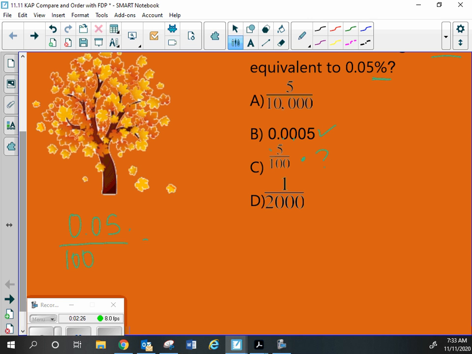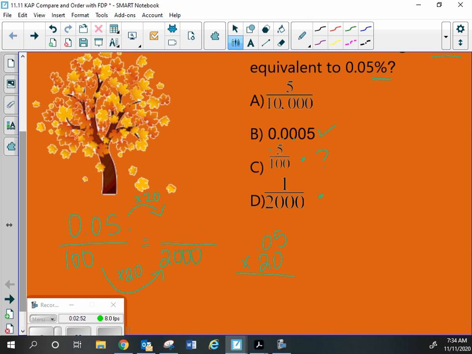First, to make it equivalent, I'm going to look at answer choice D. If I were to get that to 2,000 and have it equivalent, whatever I do to the bottom, I need to do to the top. To go from 100 to 2,000, if I double it, that's only 200, so I need to multiply it by 20, okay? Do the same thing to the top, okay? So 5 hundredths times 20.